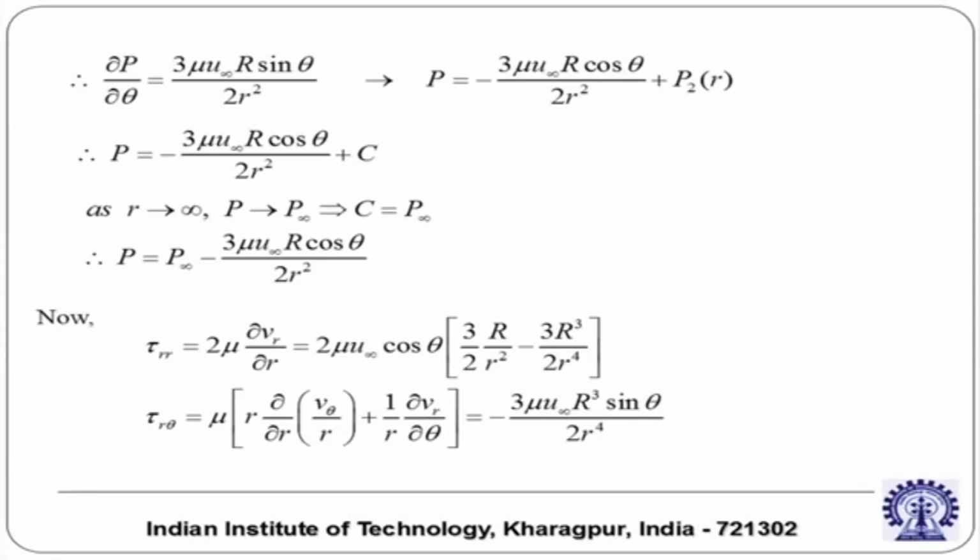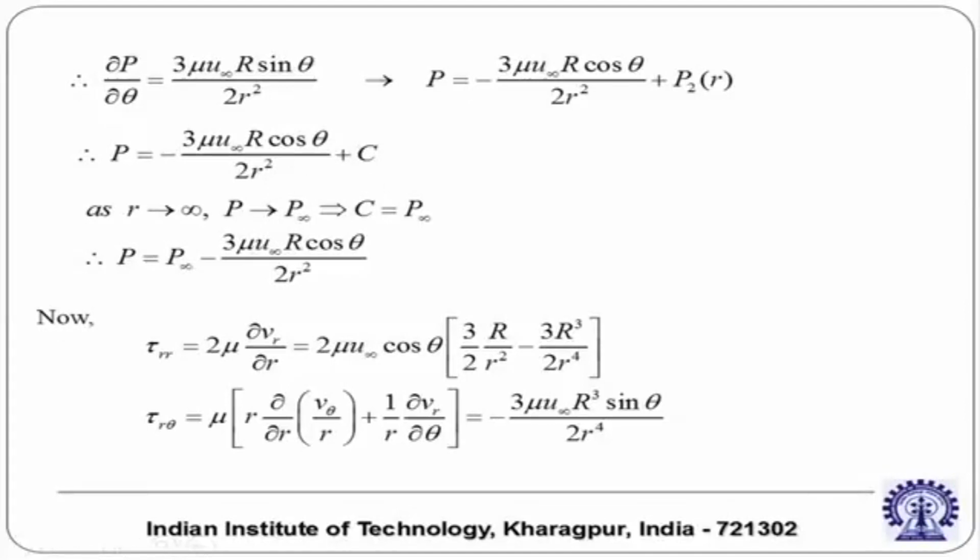So, you have del P del theta, and then you can integrate this with respect to theta, so that you get a constant of integration which is a function of r. Now, if you see the two forms of P, one by integrating the r momentum equation, another by integrating the theta momentum equation, your observation is that P is equal to minus 3 mu u infinity r cos theta by 2 small r square plus a constant.